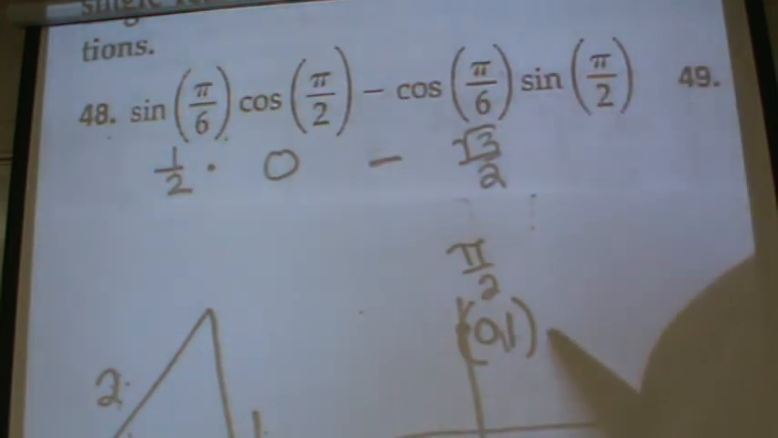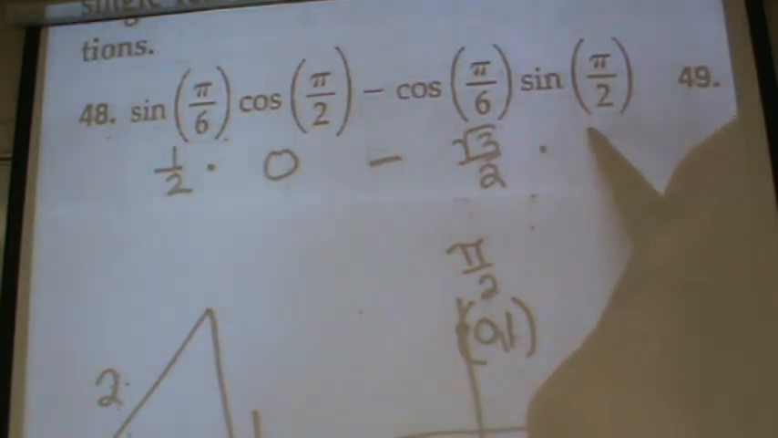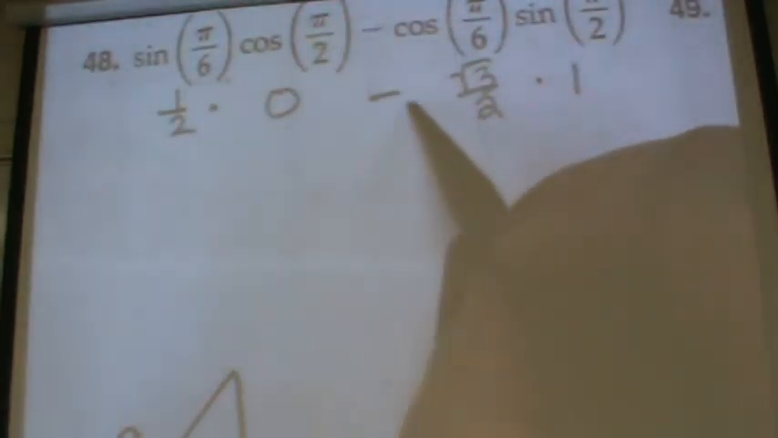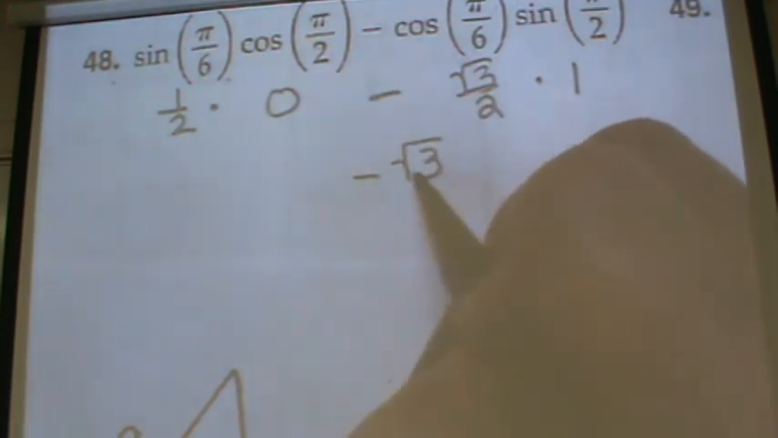And what's the sine at pi over 2? So negative root 3 over 2. That's your answer, because this times this, you got it. Sorry, I went a little high. What are you doing, Trevor? I'm sorry. You guys pick up fast.